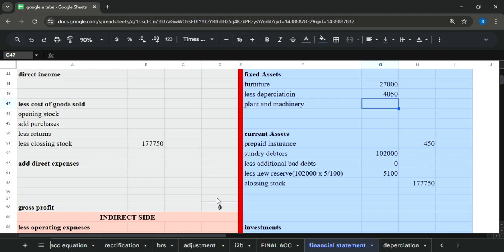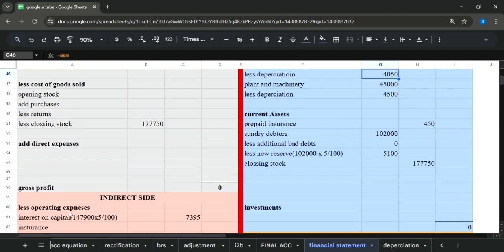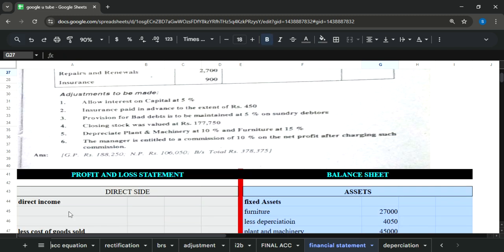So here you will write 45,000, then you will subtract the depreciation which you have just calculated. Let's see how much depreciation you have calculated. That was 4,500. Depreciation plant and machinery, the same you will mention on the fixed asset side. In this way, guys, there were two types of depreciation: depreciation on plant and machinery, depreciation on furniture. Both depreciations are written in operating expenses and subtracted from fixed assets. In this way, the fifth adjustment has also been calculated.